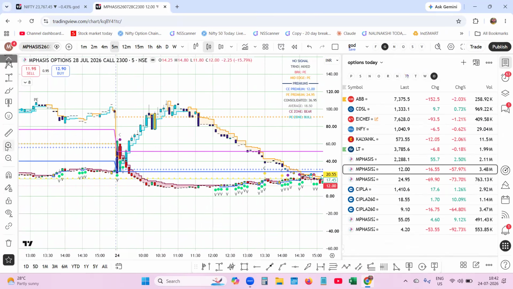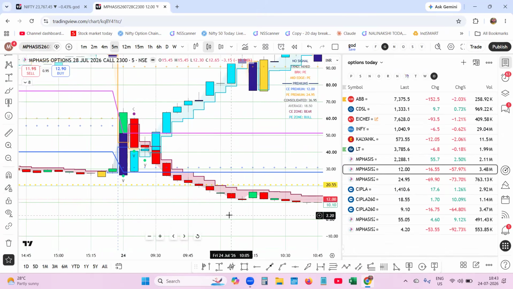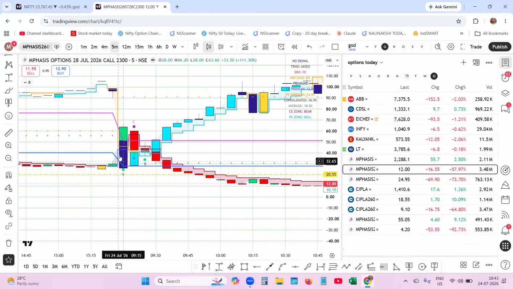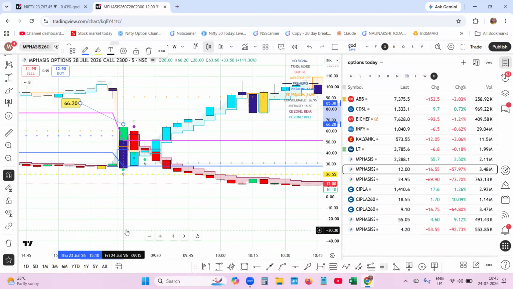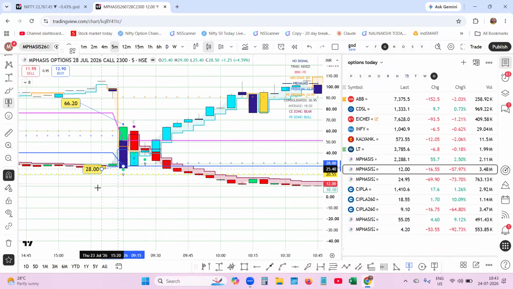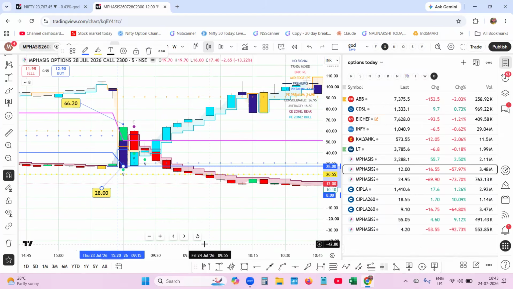Here, immediate compression. Immediate compression. So when the price popped up, gapped up, the call option was at the top. Notice, let me take the magnet and put it 66 rupees. And this put option came down to, see, the 28 rupees.